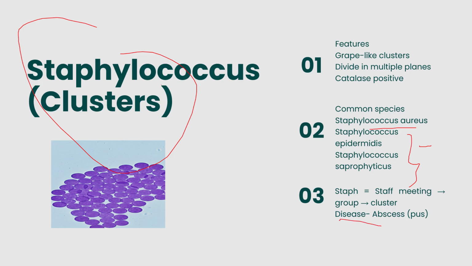Now, what diseases do these cause? They usually cause pus formation in human beings. These pockets of pus are called abscesses. So, they cause abscess or pus-forming infections.